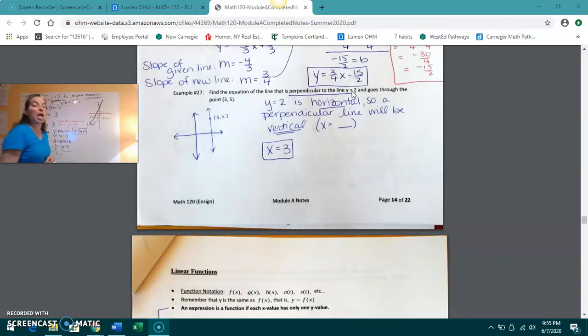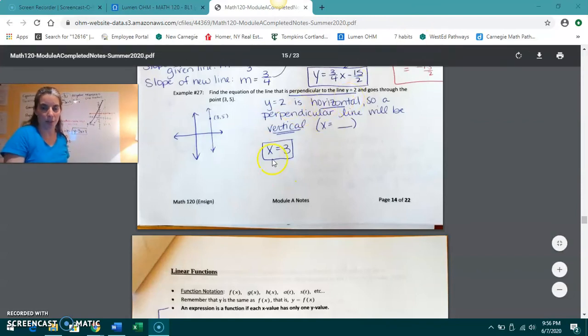y is always 2. If we want to find a line that's perpendicular to this, that's going to be a vertical line. And it goes through the point (3, 5). So (3, 5) is right here. If it goes through that point, here's my line. Every single one of the points on this line, no matter where it is, has an x value of 3. x = 3 is my equation. I know it's kind of small up on the whiteboard, but you have the same thing here.